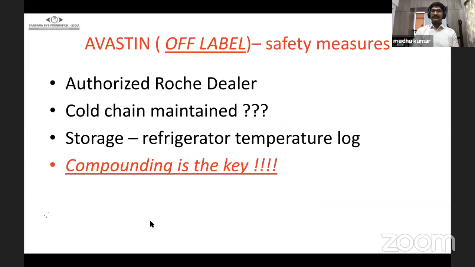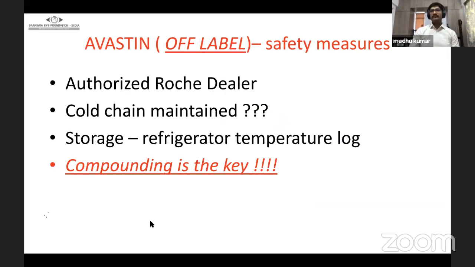We need to make sure that the dealer has maintained the cold chain. Look into the log of the Roche dealer, whether the cold chain has been maintained. And then once it is delivered to the hospital, we need to make sure that we store it in the refrigerator and the temperature log of that particular refrigerator is maintained. By doing this, the drug-related issues can be taken care of.